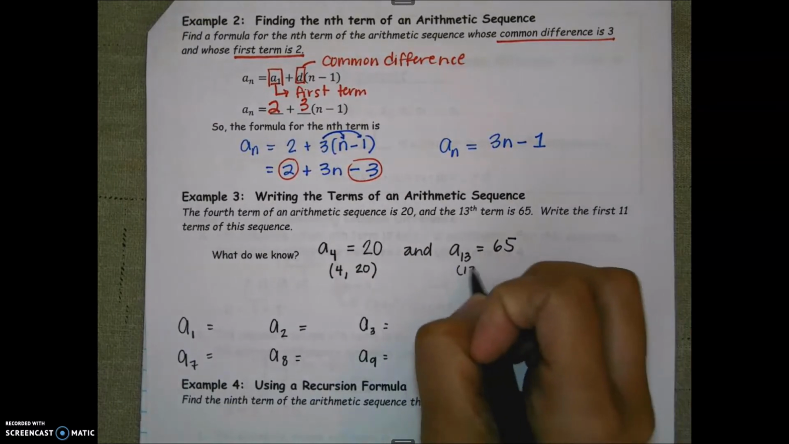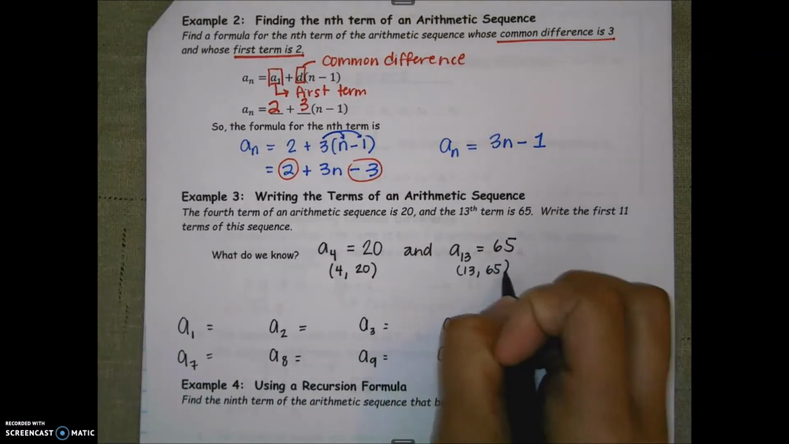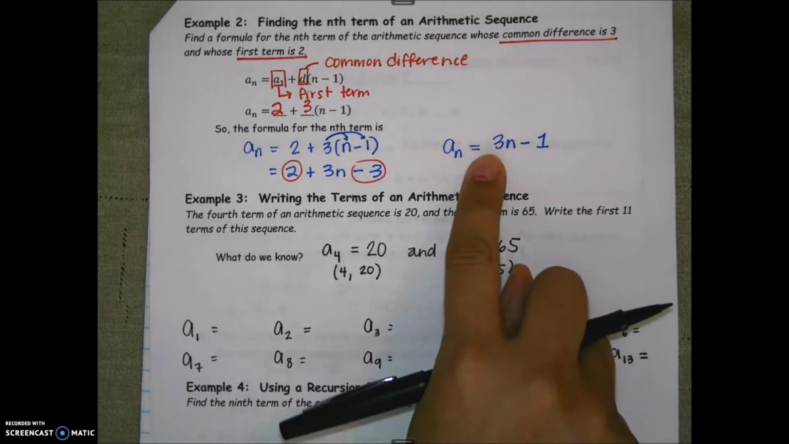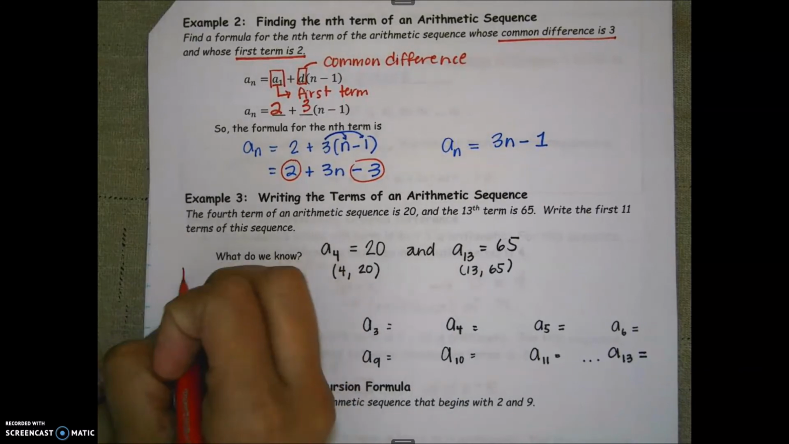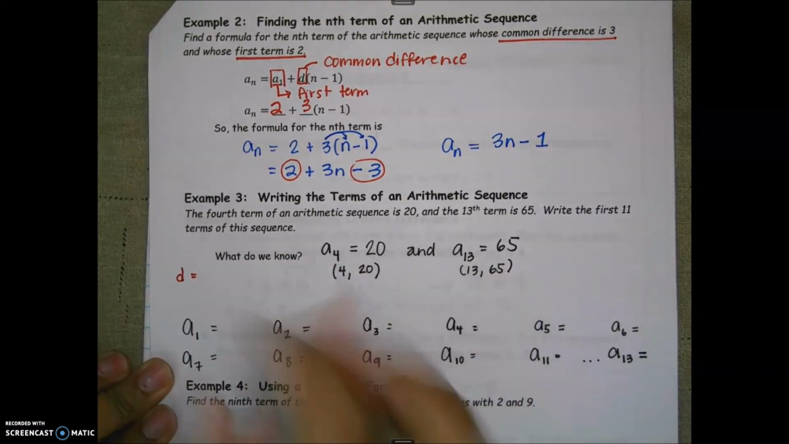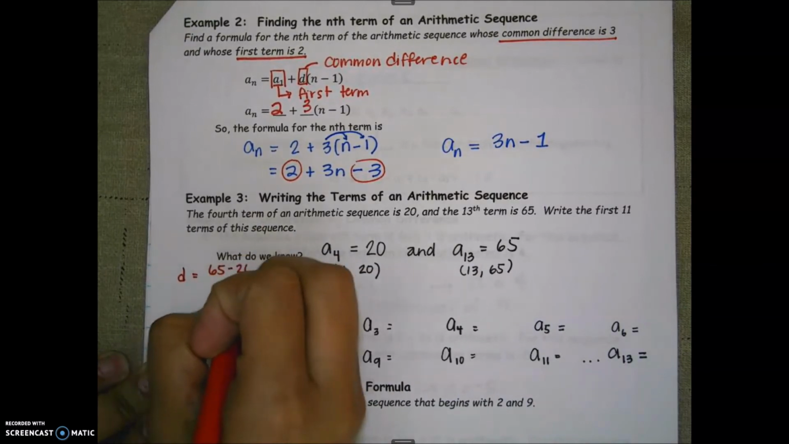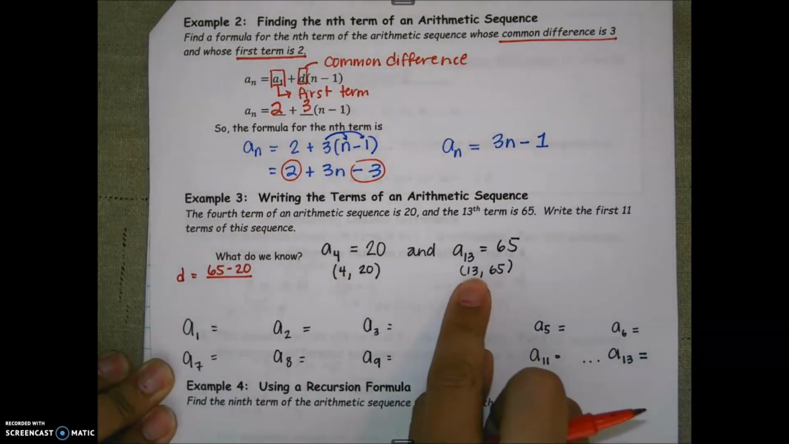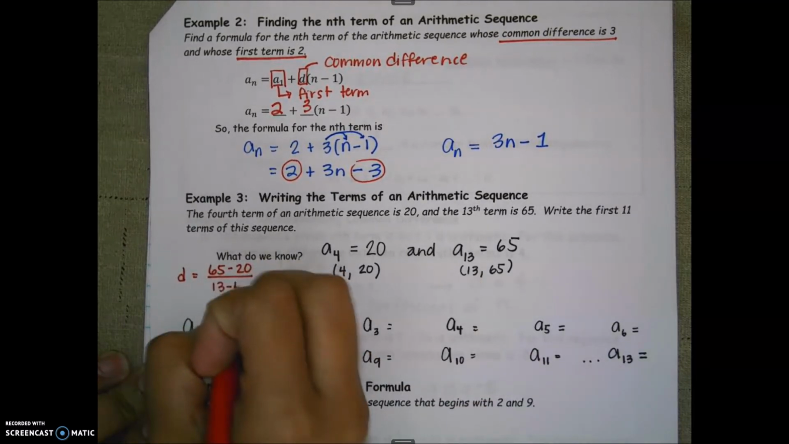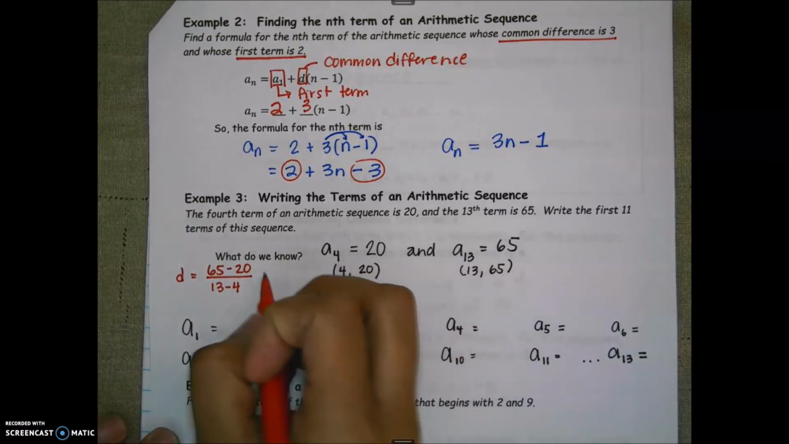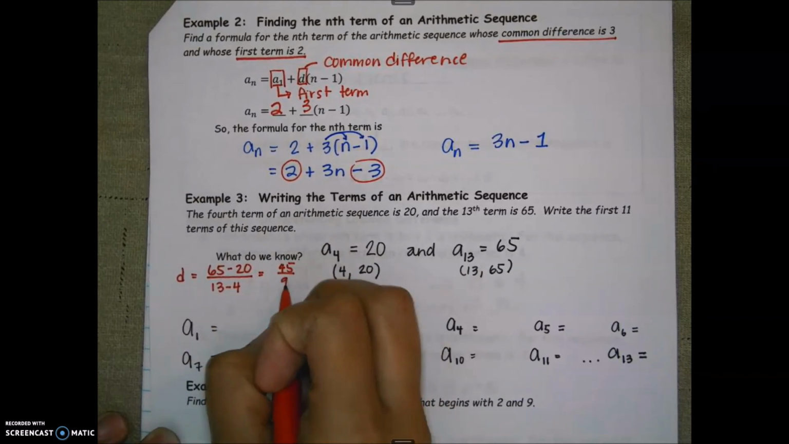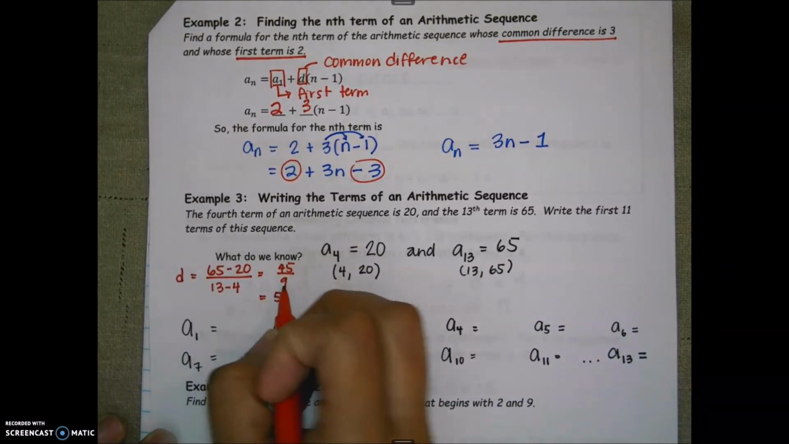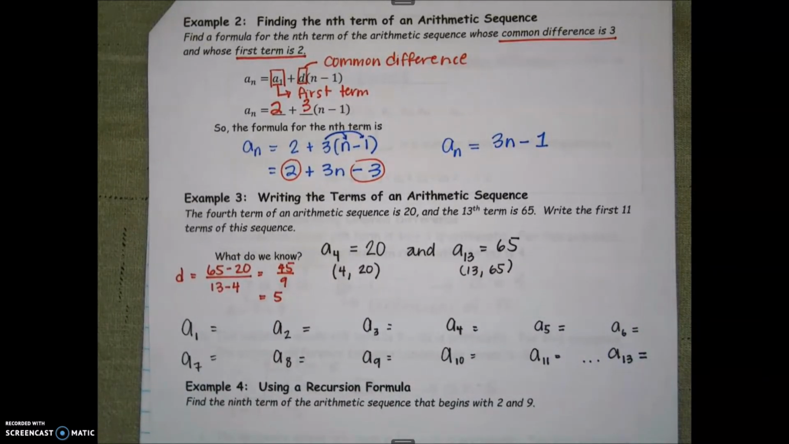For the 13th term, I have an output of 65, which leads me to believe that d, which was 3 in this case, can be found by finding slope, just like we did for linear equations. So to find slope, you're going to find the difference between the y values, which is 65 minus 20, and divide by the difference of the x values, which is 13 minus 4. Okay, hopefully you're following me so far. 65 minus 20 is 45. Divided by 13 minus 4 is 9, which gives me 5. 45 divided by 9 is 5. So the common difference between the terms is 5.